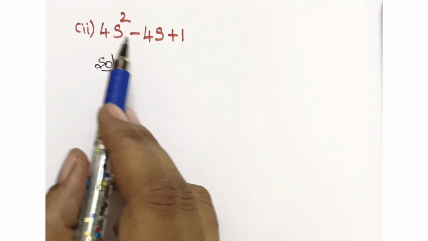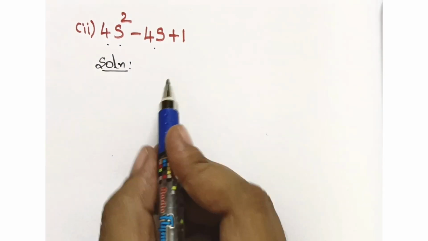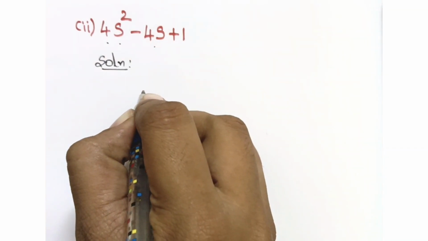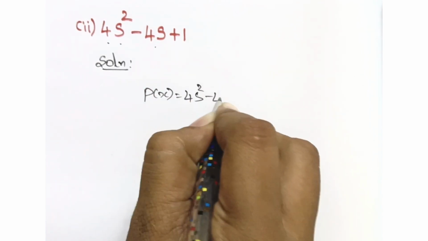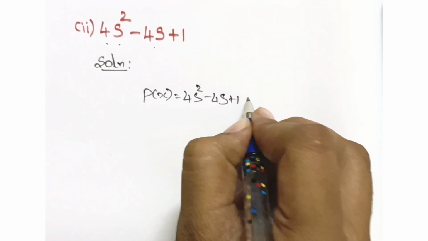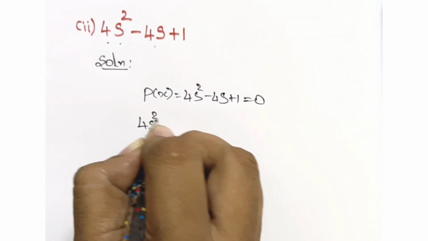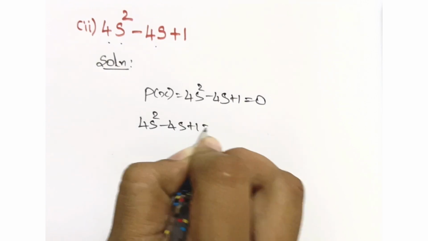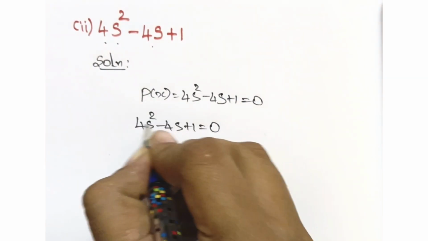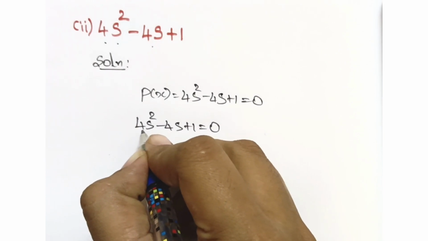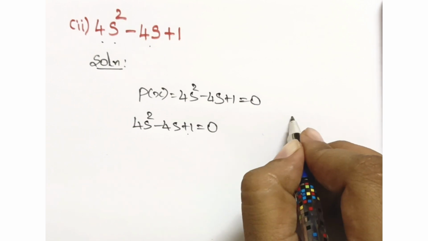Next we are going to solve the second question, 4s square minus 4s plus 1. To find zeros, first equate this polynomial p of x to 0. Then factorize this polynomial. To factorize the quadratic polynomial, first multiply the coefficient of s square and the constant term. 4 into 1, 4.